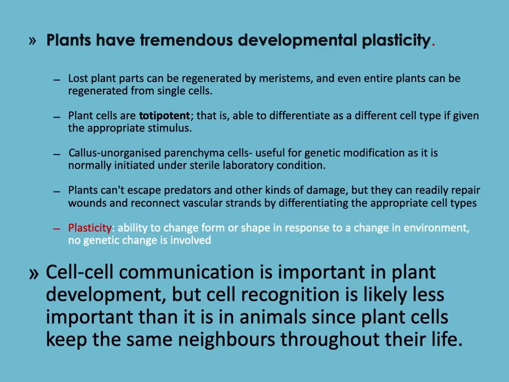Plants have tremendous developmental plasticity. So what do we mean by plasticity? The loss of a plant part can be regenerated by meristem cells. Even more, a single plant cell can generate an entire plant. These plant cells are called totipotent, which means that if we provide a stimulus, for example a hormone or plant growth regulator, it can initiate the plant to grow into a different cell type.